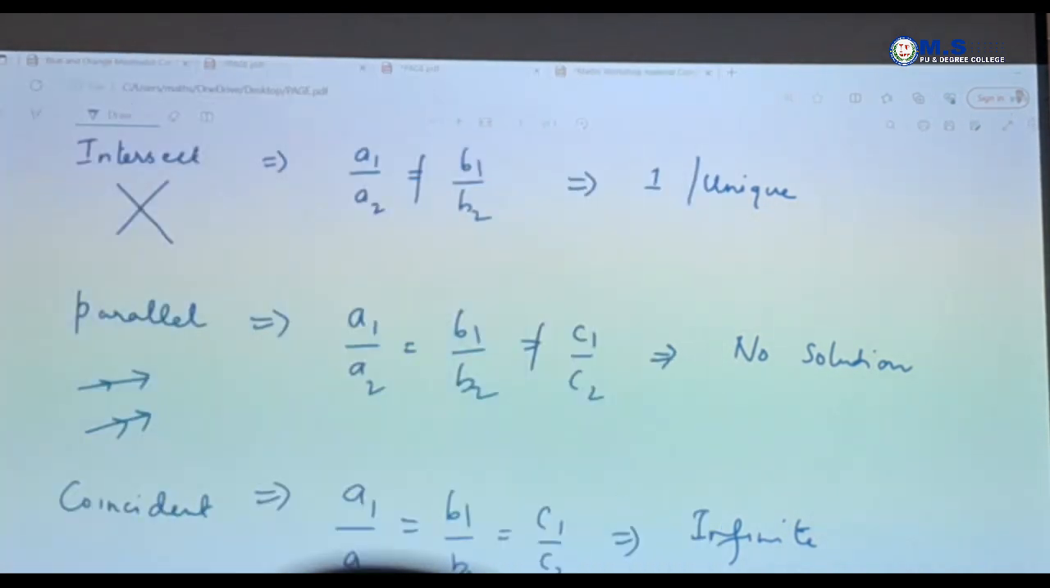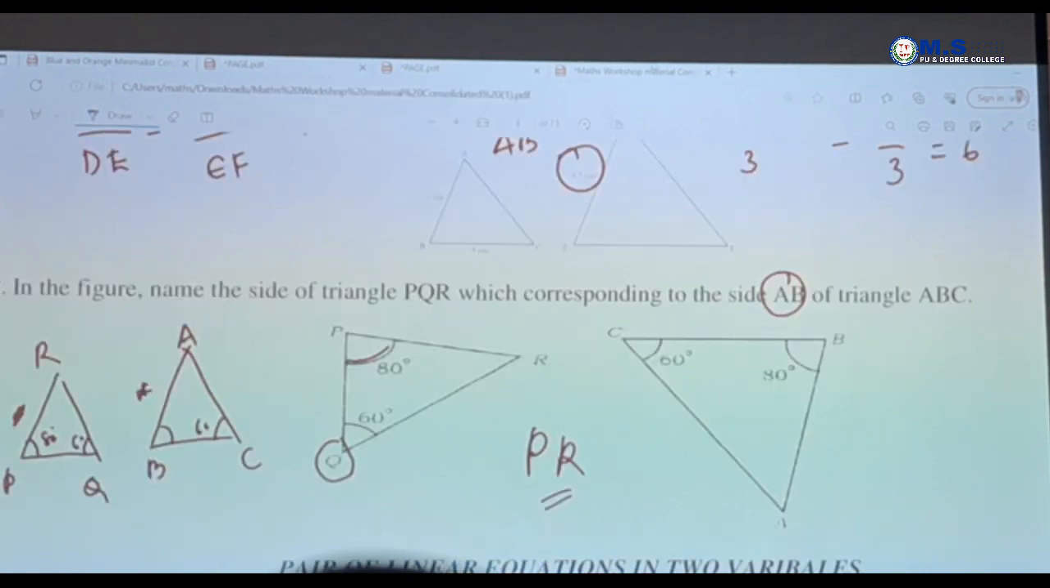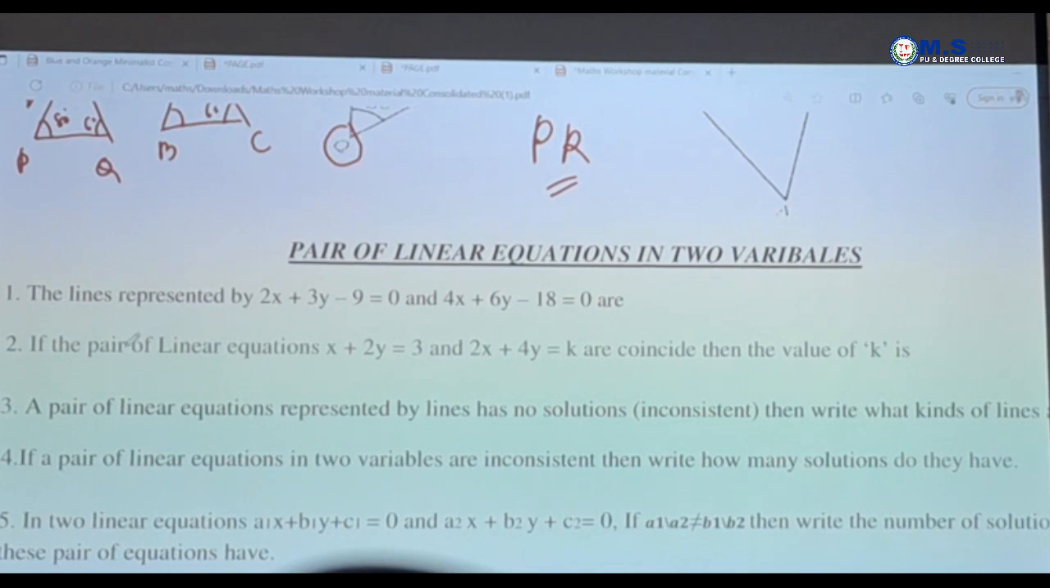For intersecting lines, what is the solution? Unique. For intersecting lines, how many solutions? 1. For parallel, no solution. Coincident, infinite. Now based on this, we have a few questions. The lines represented by 2x plus 3y minus 9 equals 0 and 4x plus 6y minus 18 equals 0. Find the ratio of the coefficients, that is 2 by 4. What we get is 1 by 2. What is the next ratio? 3 by 6, which is equal to 1 by 2, minus 9 by minus 18 is 1 by 2.